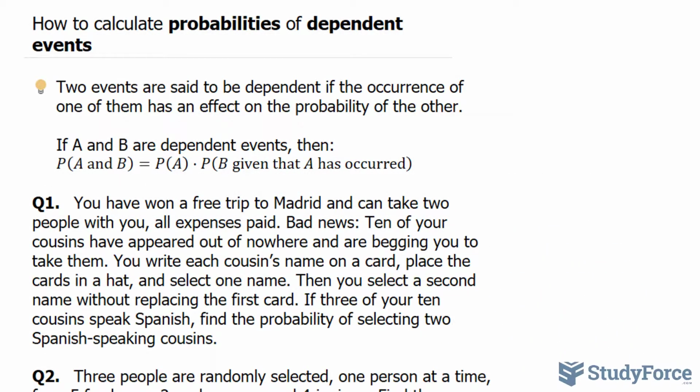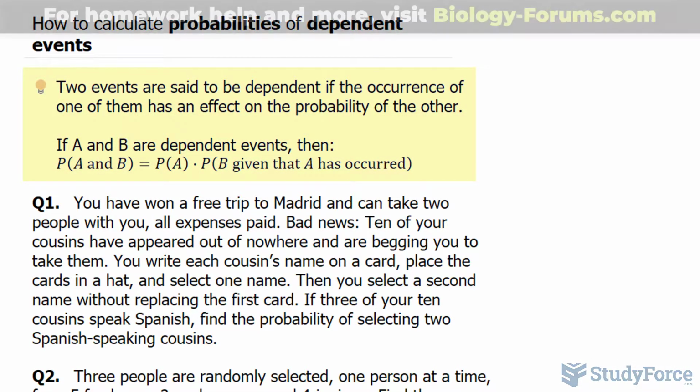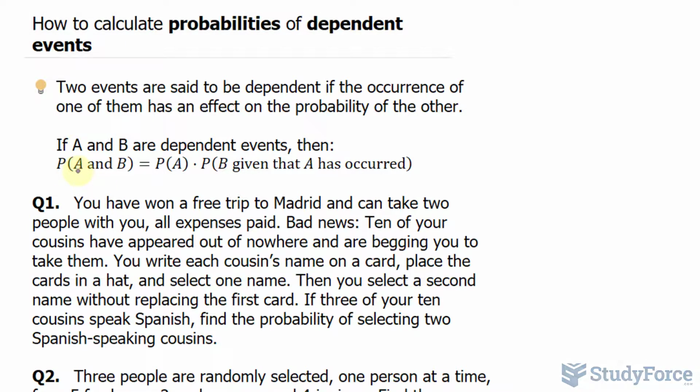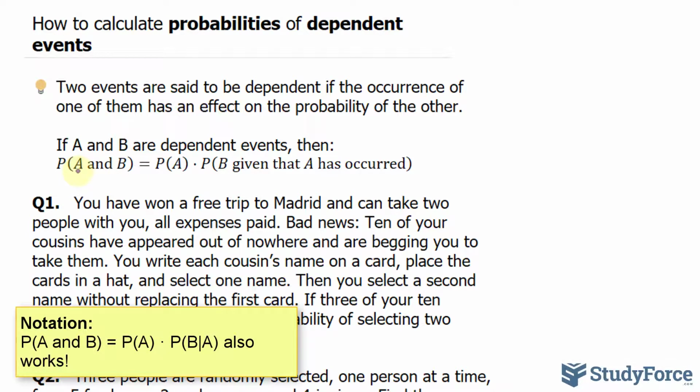In this lesson, I'll show you how to calculate probabilities of dependent events. Two events are said to be dependent if the occurrence of one of them has an effect on the probability of the other. And that's mathematically represented right here. Let's say we have two events, A and B. We'll write down the event of A and B is equal to the probability of A times the probability of B given that A has occurred.